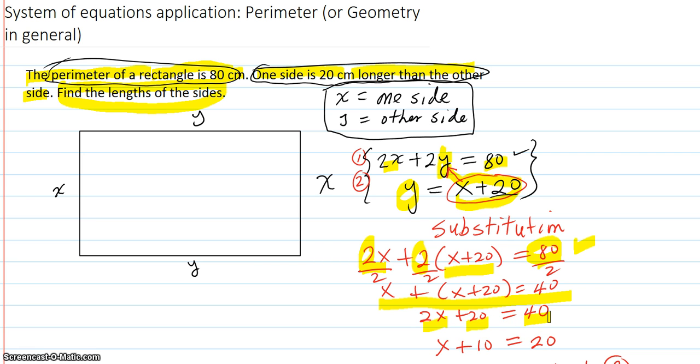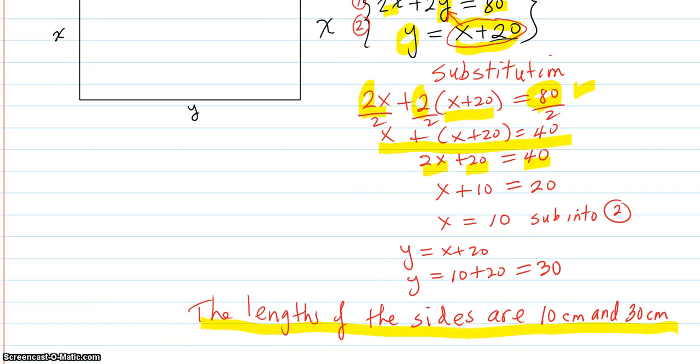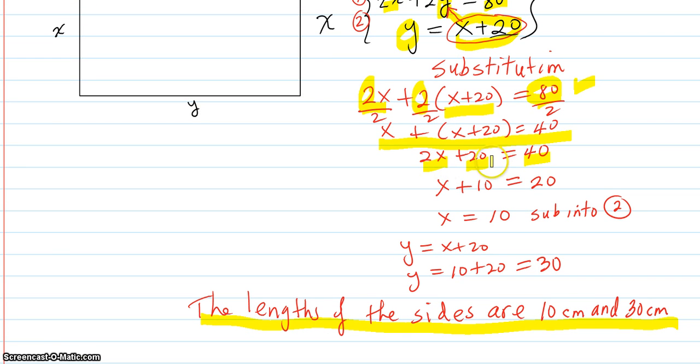Now we use the same trick again because 2, 20, and 40 are all divisible by 2. So why not use it again? So we're going to divide both sides by 2, end up with x plus 10 equals 20, and then solve it. X equals 10 by subtracting 10 from both sides.